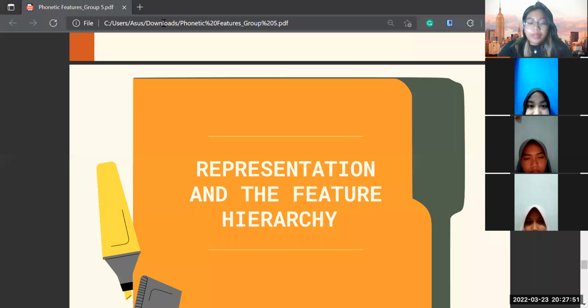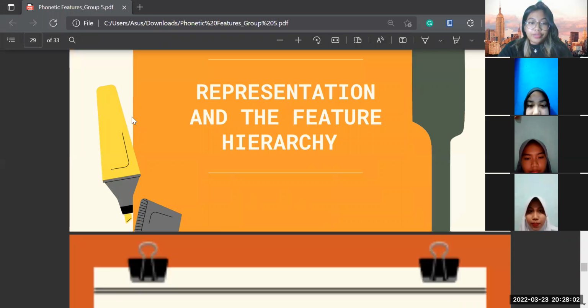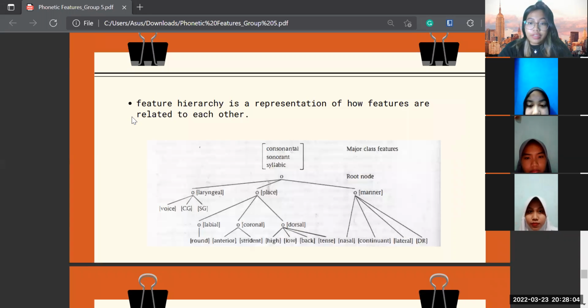Okay, we've talked about why we use features as well as all the features in English. Now let's talk about the representation and the feature hierarchy. So feature hierarchy is the representation of how features are related to each other. You can see the hierarchy here. You probably wonder how to read this hierarchy.